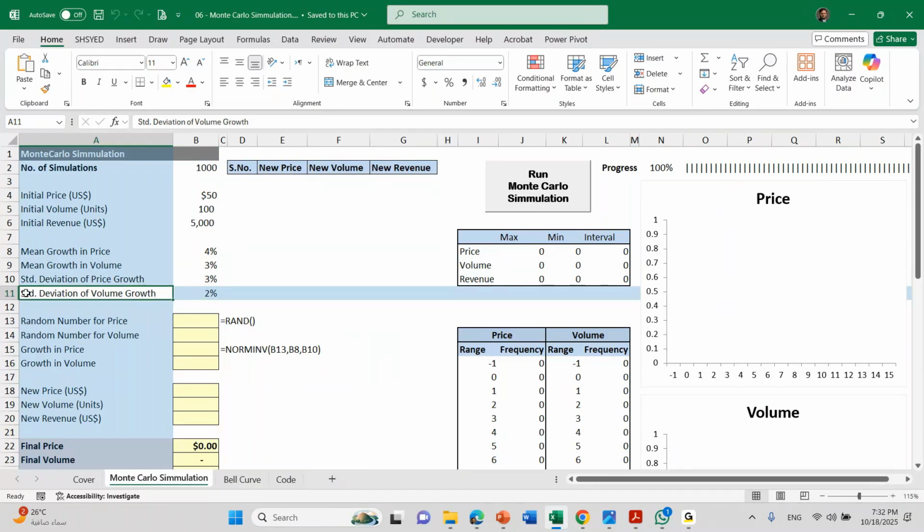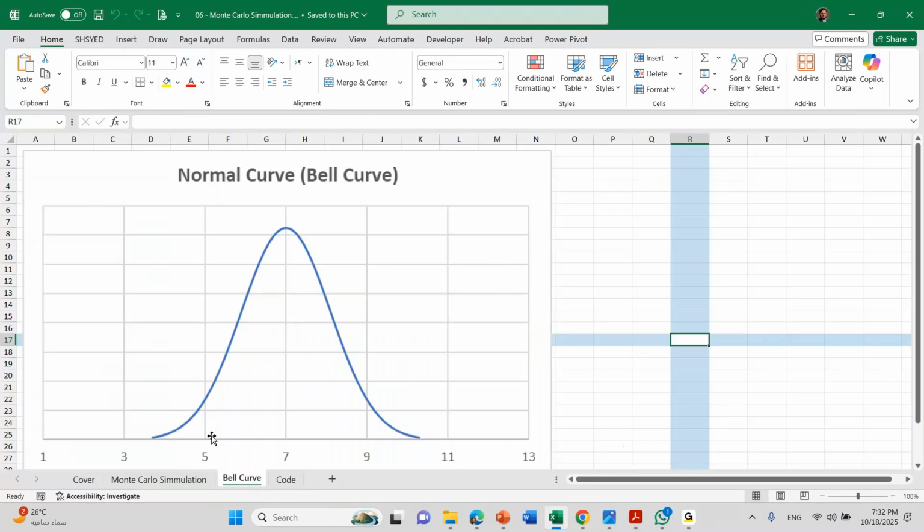What this actually means is, if you place it on this bell curve, this is the standard deviation. If the standard deviation is high, the bell curve will be flatter and the bell shape will be wider at the bottom. And if the standard deviation is low, the bell will be narrower at the bottom. So that's what standard deviation means.